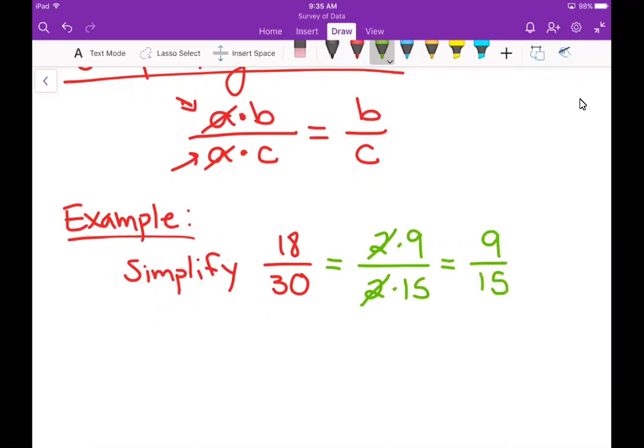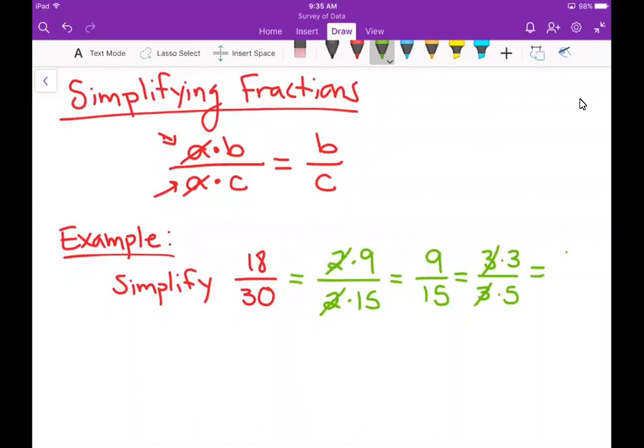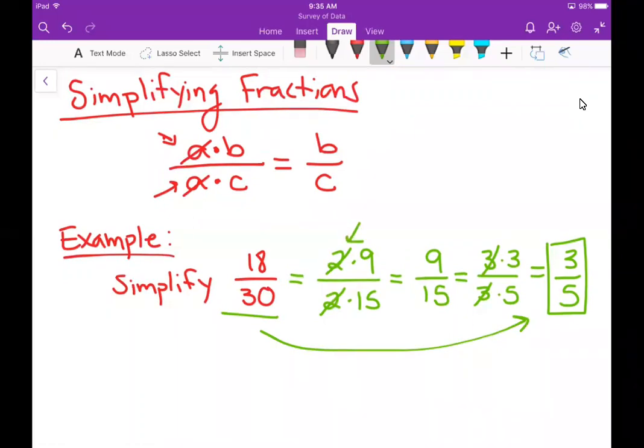Can those both be divided by the same number, or is that completely simplified? And those can both be divided by 3, right? Because 9 is 3 times 3, and 15 is 3 times 5. So there's actually 3's that will cancel as well. And our final most simplified fraction is that 18/30 becomes 3/5. So you can do it in a few steps if you happen to see a smaller factor first and you didn't see the bigger factor.